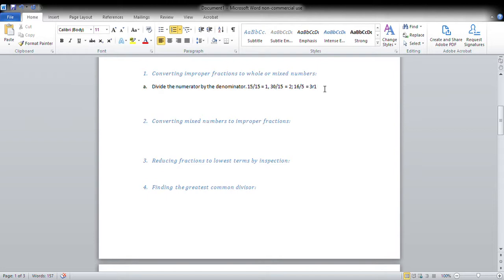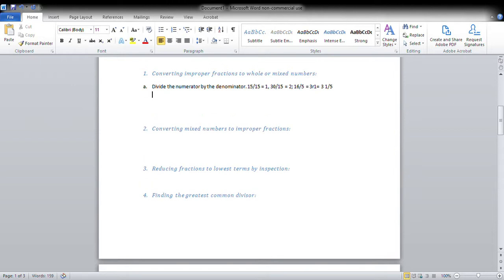Over 5. So then what we do with our remainder is we have 3 and 1/5. We just put our remainder over the denominator. So we now have a mixed number. 3 and 1/5 is the same as 16/5. And if this isn't clear, just let me know and I will find another way to explain it.